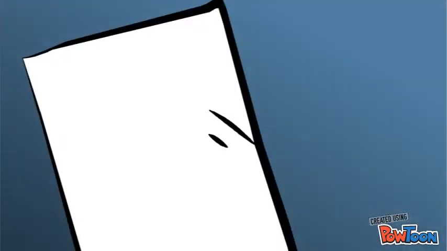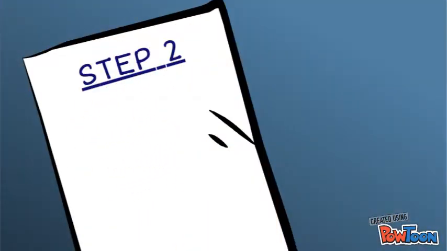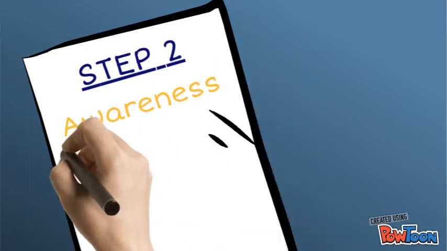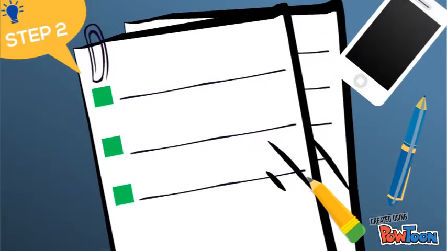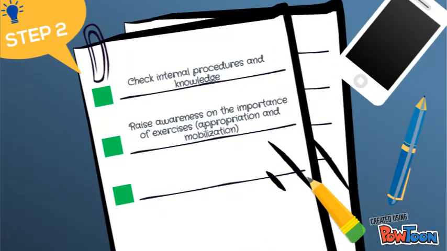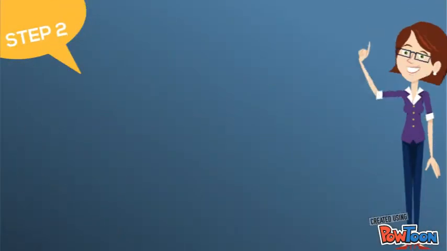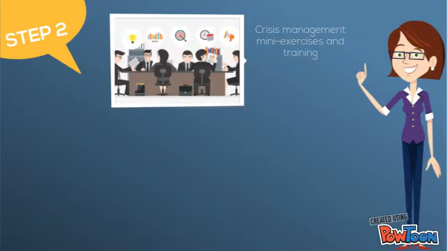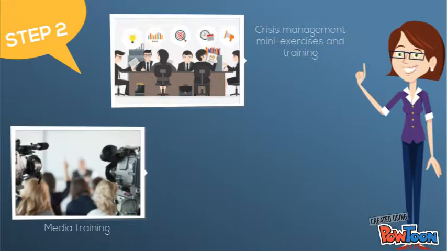Step 2. Awareness and training. Prepare all the parties involved in crisis management. You can train employees and suggest mini crisis exercises. It consists of raising awareness about the importance of getting ready for the unpredictable and the devastating effects of mismanagement. Stress management must also be discussed within the work team.